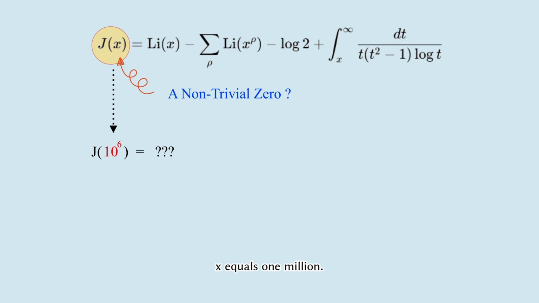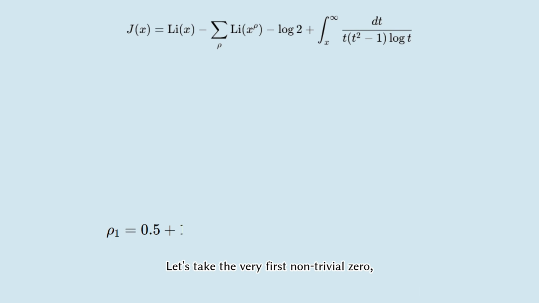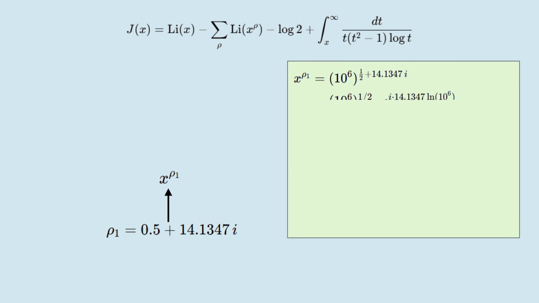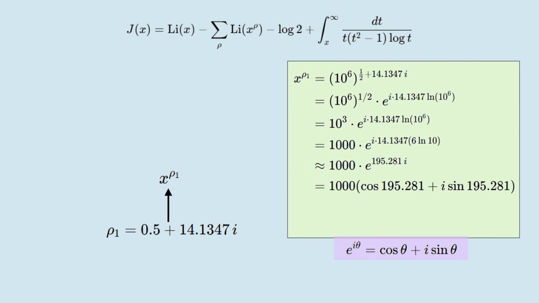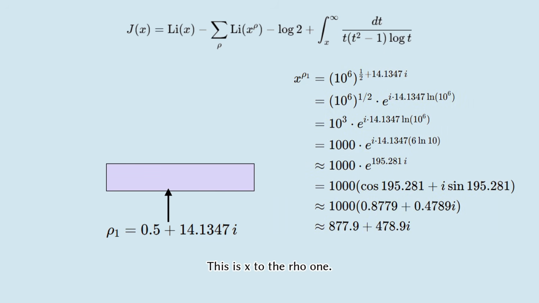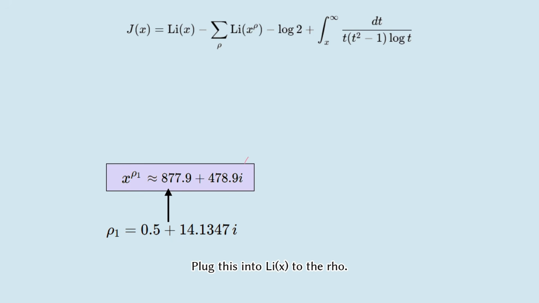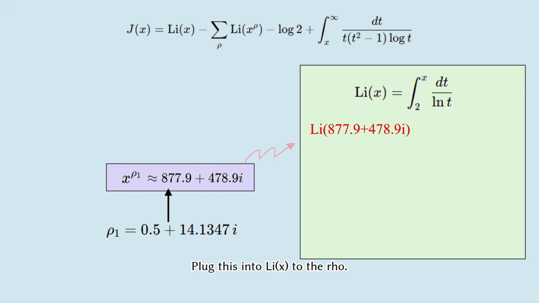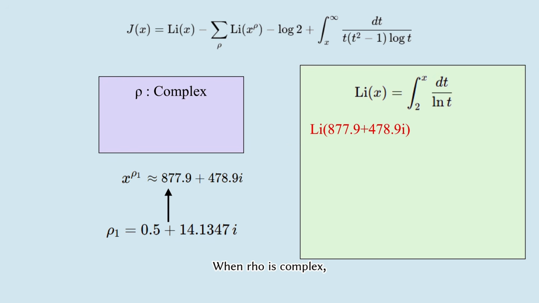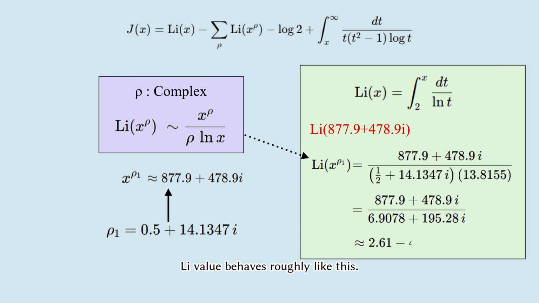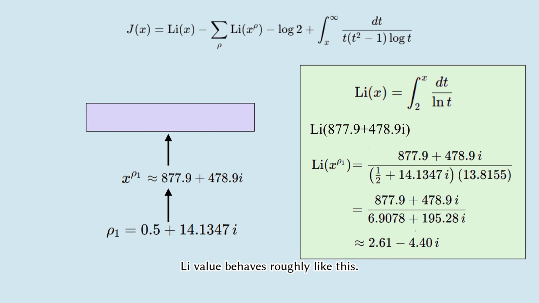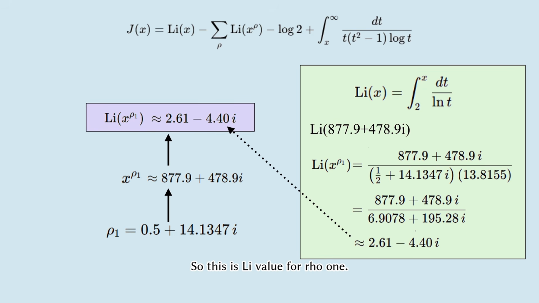x equals 1 million. Let's take the very first non-trivial zero, rho 1. First, compute x to the rho 1. Use Euler's formula. This is x to the rho 1. Plug this into Li of x to the rho. When rho is complex, the Li value behaves roughly like this. So this is the Li value for rho 1.